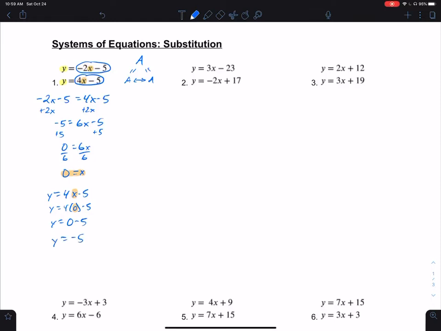Most times you want to write your answers as a coordinate point. So this piece here and this piece here, we're going to write our answer as (0, negative 5). Remember, x comes first and then y.